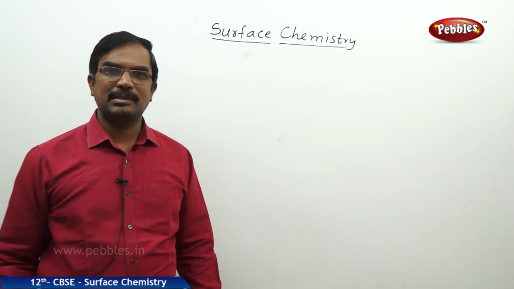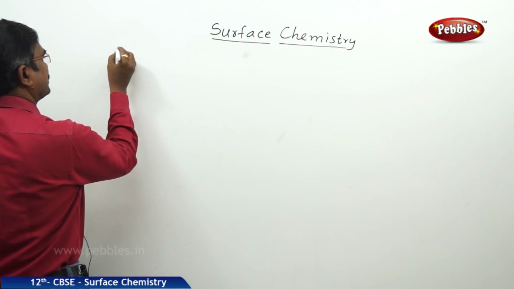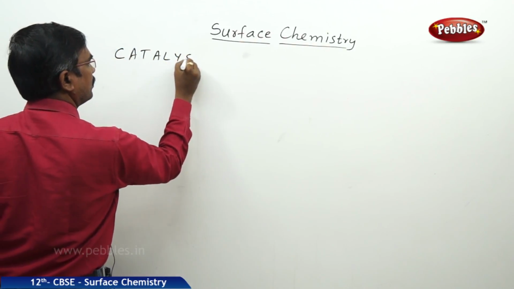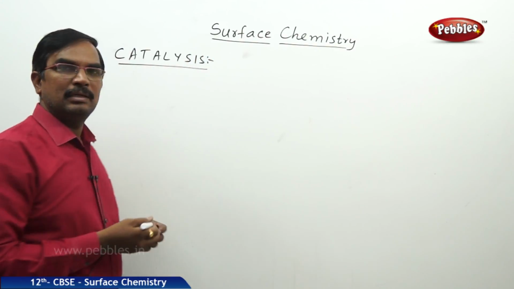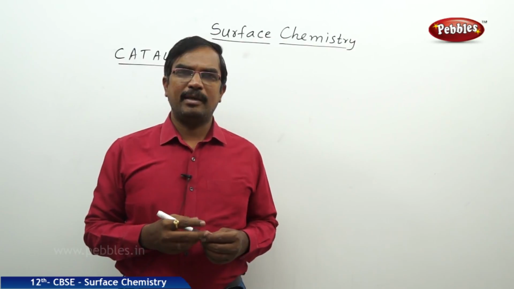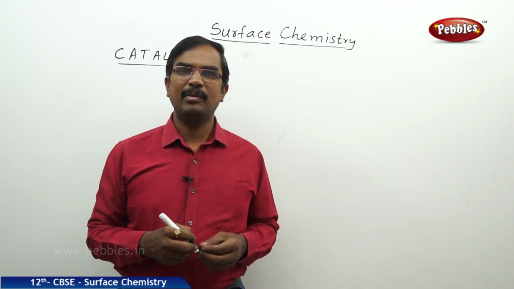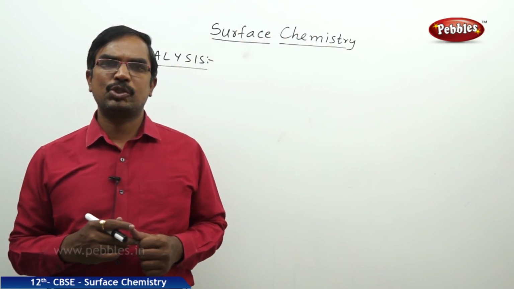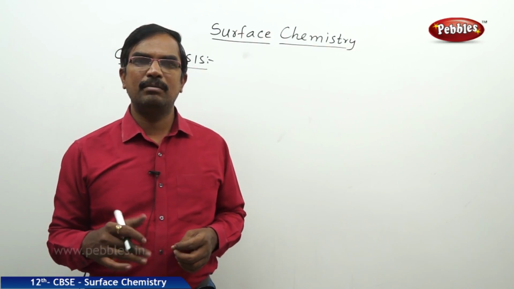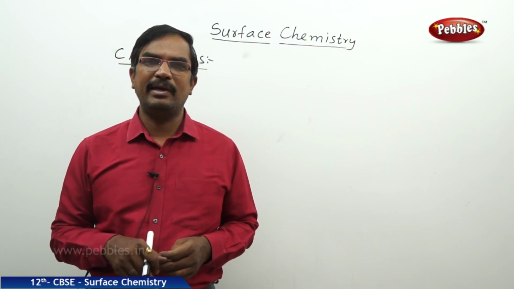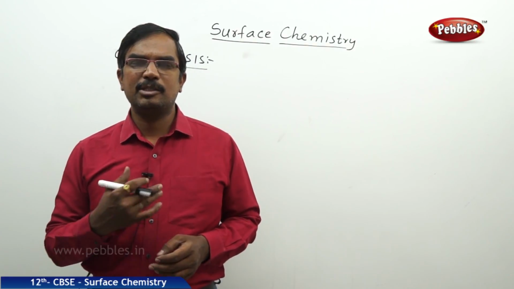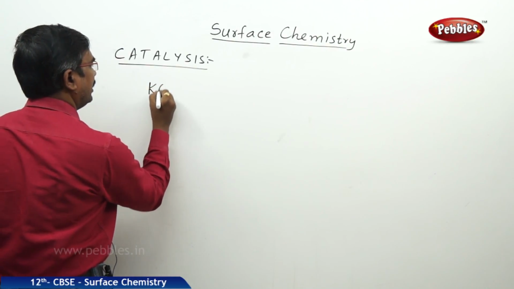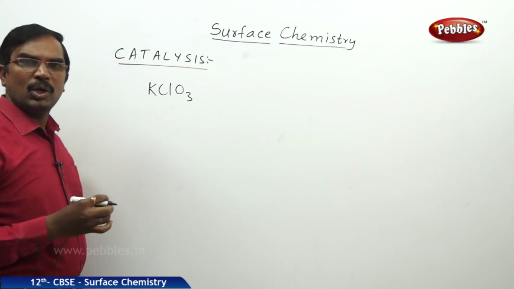Now let us see another important concept of this particular chapter, that is catalysis. Generally, if you see chemical reactions, as we discussed in chemical kinetics, some of the reactions will occur slowly, some of the reactions will be moderate, and some will be very slow. So here in this particular concept, suppose you take a compound, KClO3, potassium chlorate.